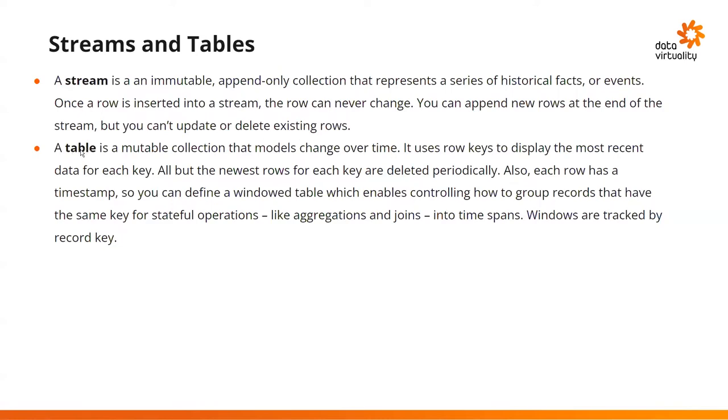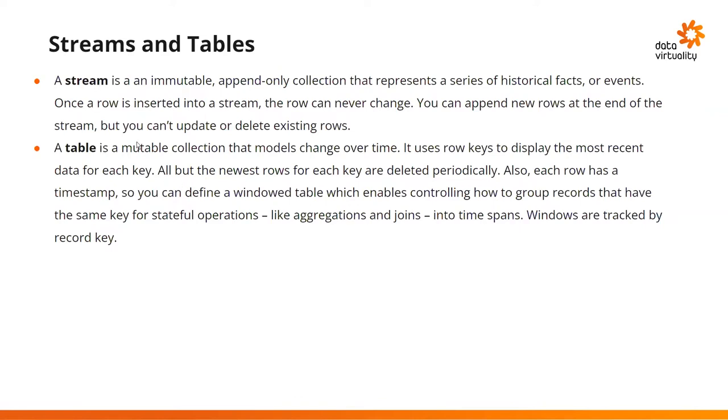Now the difference, a table, and we're talking about the table in KSQLDB. That is a mutable collection which models the changes over time, and we need a row key. We will be seeing this when we create our table. We will need to provide a primary key to display the recent data for each key. And data is deleted periodically, so a table is showing the snapshot of the latest data rather than having all the things of a stream in it. Each row also has a timestamp, so you can also take a look at a window of time. We will also be doing this in our showcase. For example, let's say we're going to be using 30 seconds. So you look at events in the last 30 seconds, put them into a table, and then you can take a look at these timestamps.